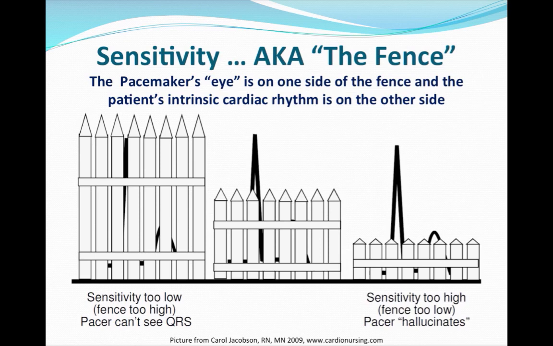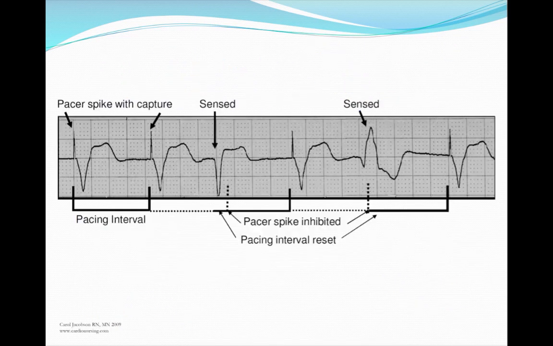Conversely, if the fence is too low, then the pacemaker can see P waves, QRSs, T waves, or even artifact, and think that it doesn't need to pace when indeed it does. In this picture, you can see there's a pacer spike on the far left of the screen, followed by a wide QRS. That's good, we have capture. On the bottom, you see it says the pacing interval. You can see again that there's a pacer spike and then a wide QRS, so that's going along good.